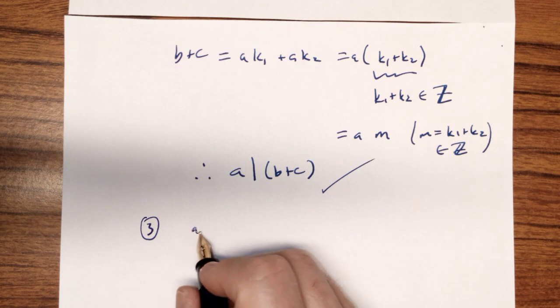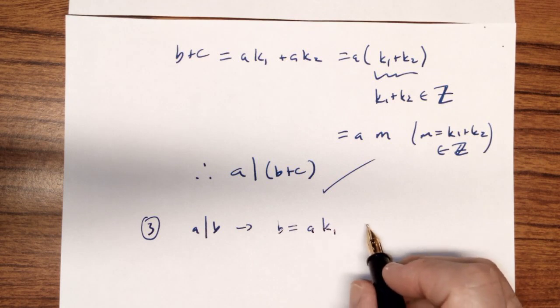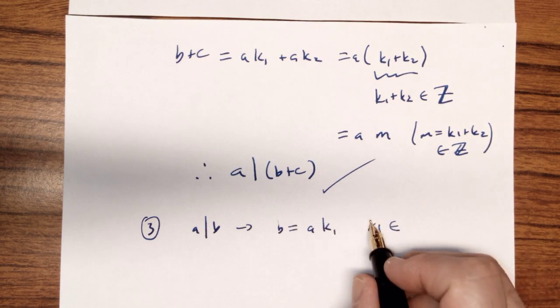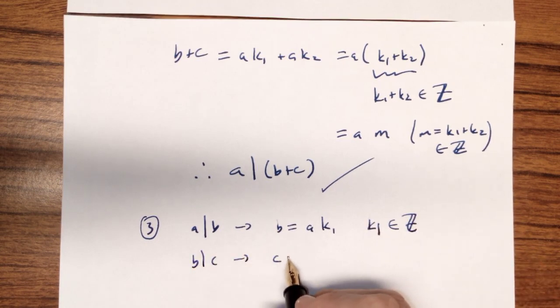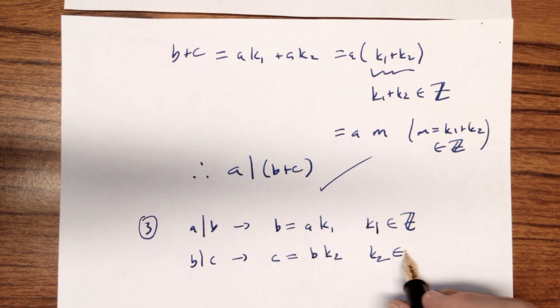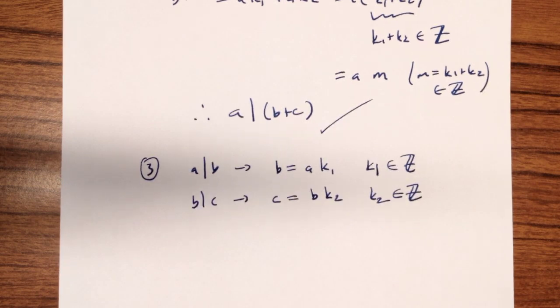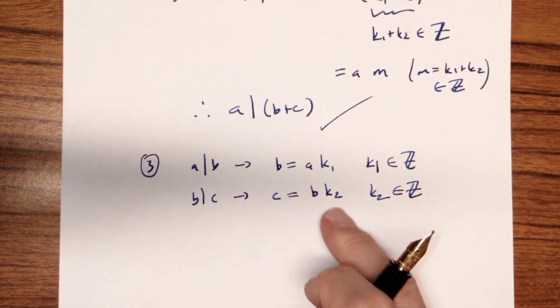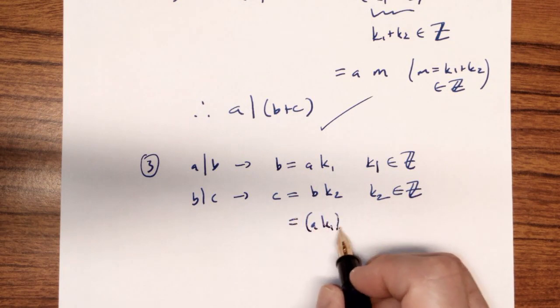Okay. Well, let's start in the same place. If A divides B, then B is equal to AK1, where K1 is an integer. B divides C implies that C equals BK2. K2 is an integer. Okay. Remember, my goal is to show that A divides C. That means I need to look at C. But C is equal to BK2. Wait a minute. B is equal to AK1.